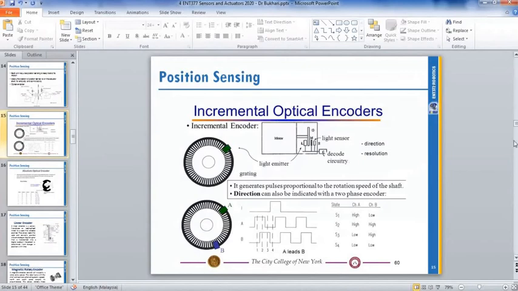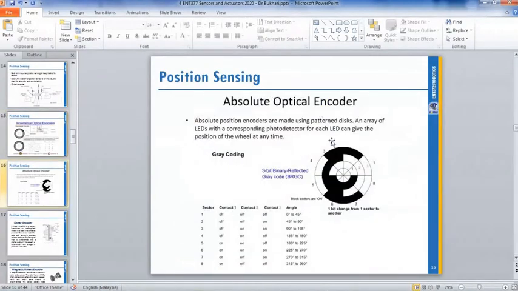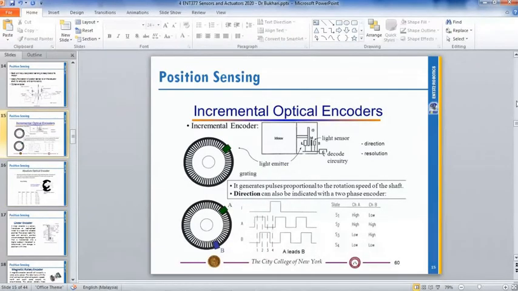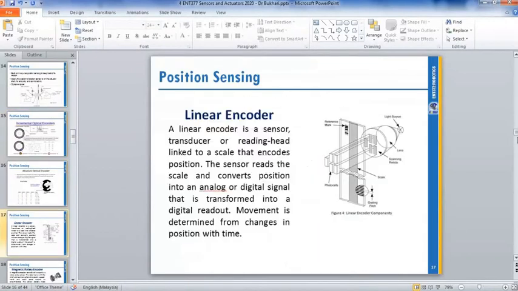Any question on these two sensors? Can you differentiate absolute and incremental? Can differentiate? Yes, okay.